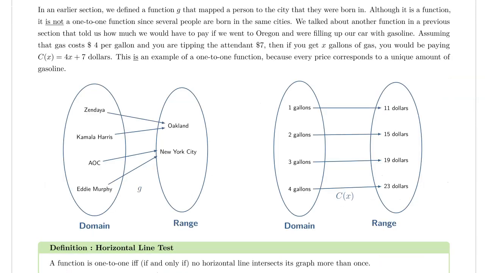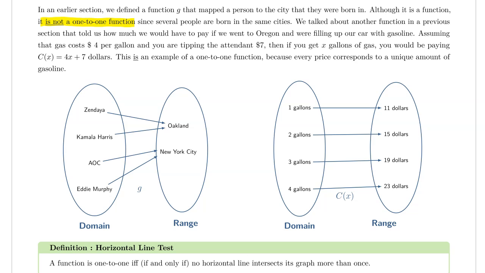In an earlier section, we defined a function g that mapped a person to the city that they were born in. Although it is a function, it is not a one-to-one function since several people are born in the same cities. We talked about another function in a previous section that told us how much we would have to pay if we went to Oregon and were filling up our car with gasoline.